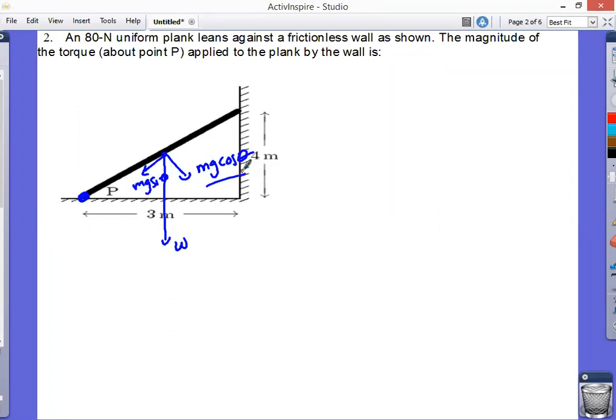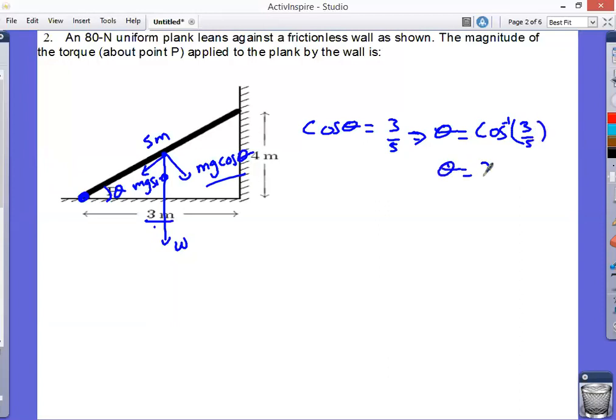To find this, first of all, let's find theta. How can we find cos theta? Adjacent over hypotenuse gives us cos theta. So cos theta will be 3 over 5, which is going to be 0.6, so theta will be 53 degrees.